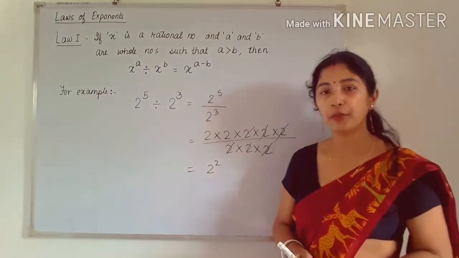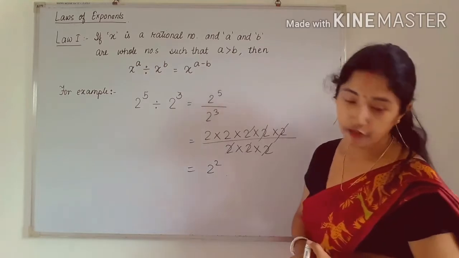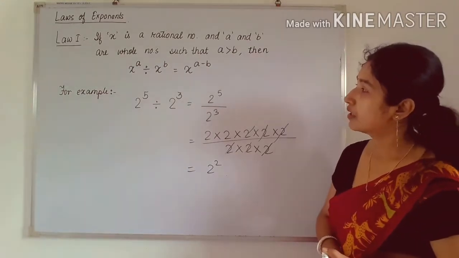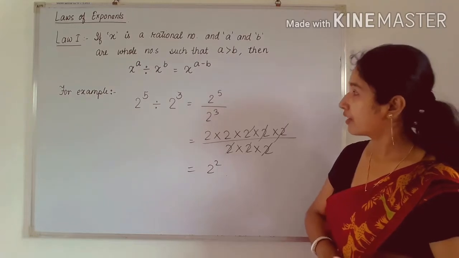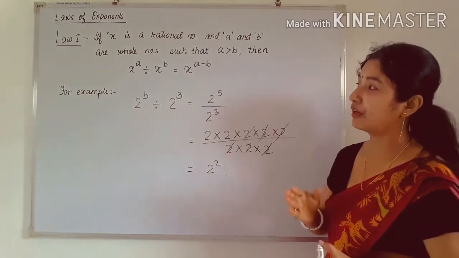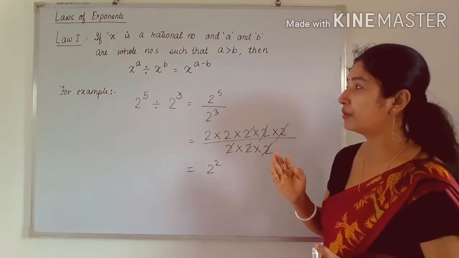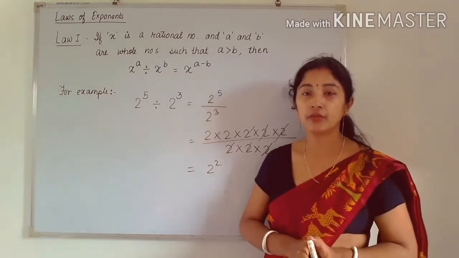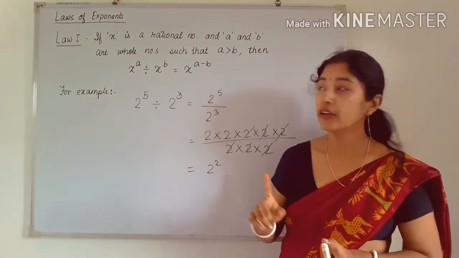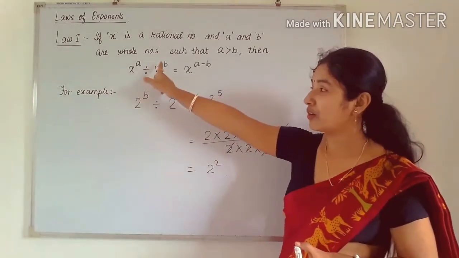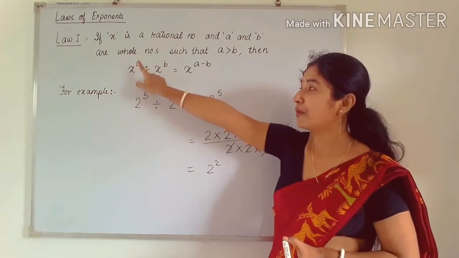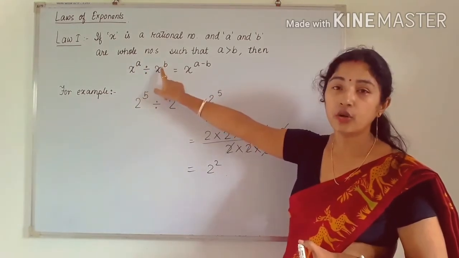So come to the next property. The next property is: if x is a rational number and a and b are any whole numbers such that a is greater than b, then x to the power a divided by x to the power b is equal to x to the power a minus b. Here the symbol is division. So when the base is same and the powers are different and a should be greater than b, that means the power in the numerator should be greater than the denominator's power.